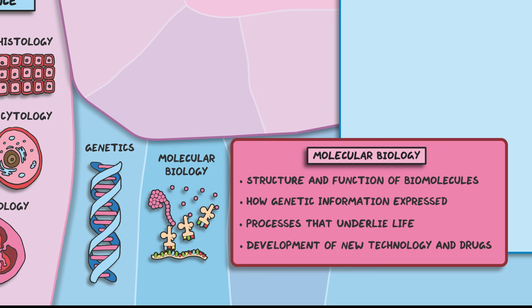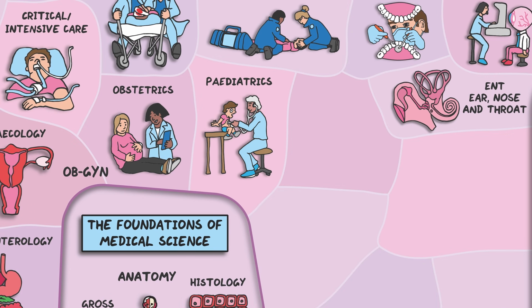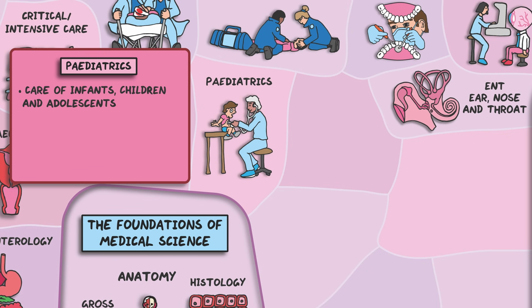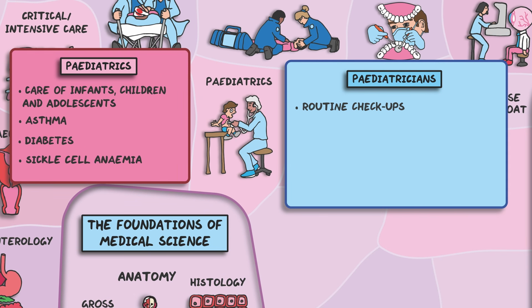Coming back to the areas of medical practice again, there are specialties that focus on specific stages of our lives. Pediatrics focuses on the medical care of infants, children, and adolescents from birth to young adulthood. Pediatricians provide care to children with chronic conditions such as asthma, diabetes, and sickle cell anemia, and provide routine checkups, immunizations, and developmental assessments on youngsters.